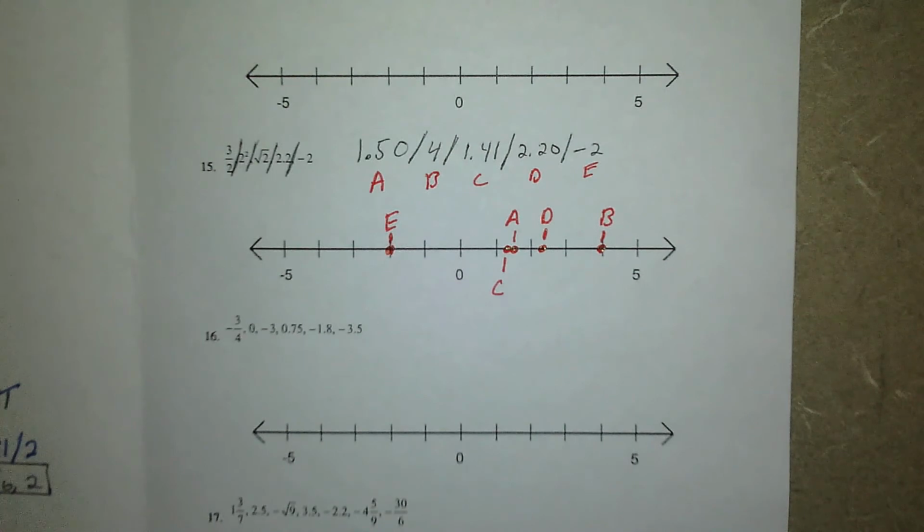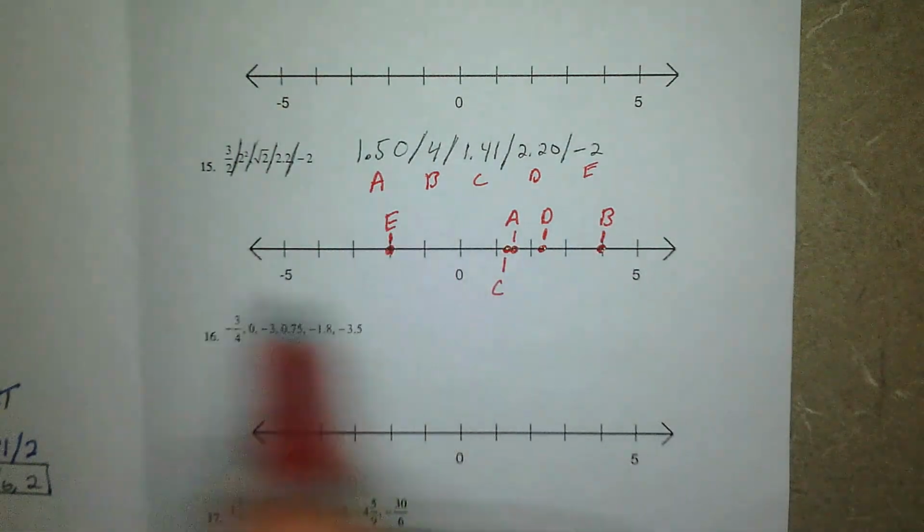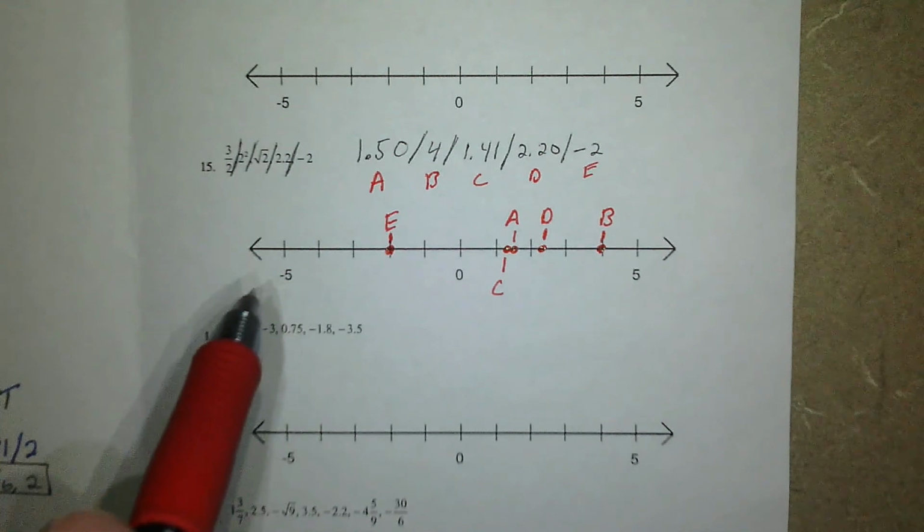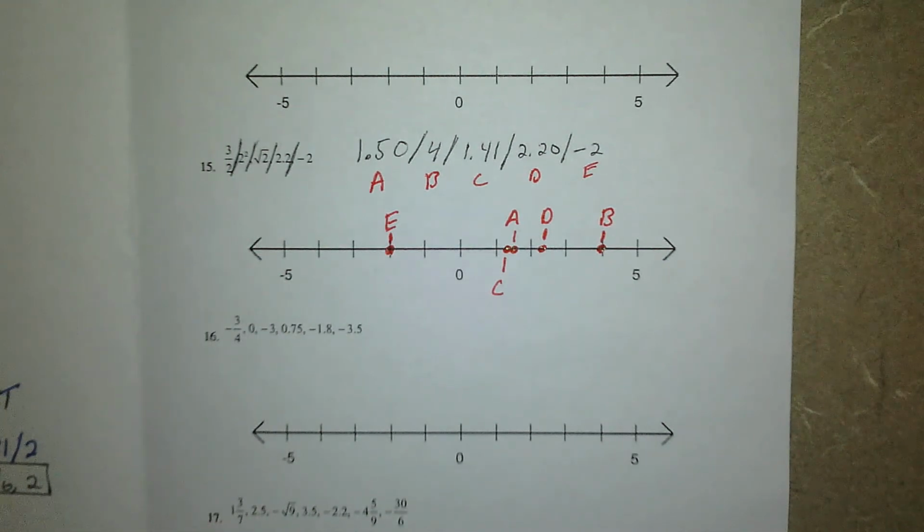It's pretty simple. You convert them to decimals, you give them a label, A, B, C, D, E, F, G, whatever, and then you put them on the number line where they would belong. And that's it. That's all I got for y'all today on comparing and ordering numbers.